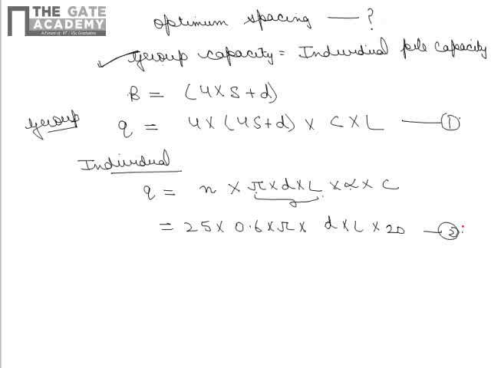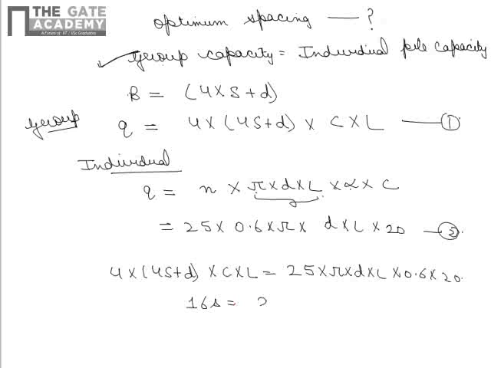Equating 1 and 2, we have 4 into (4S plus D) into C into L equal to 25 into pi into D into L multiplied by 0.6 into 20, which comes out to be 16S equal to 26.159 into D. Therefore, S comes out to be 1.63 D. So A is the correct answer, that S is equal to 1.63 into D.